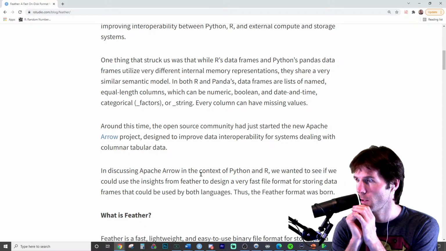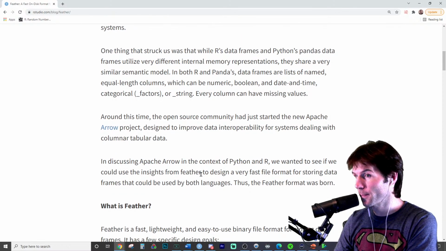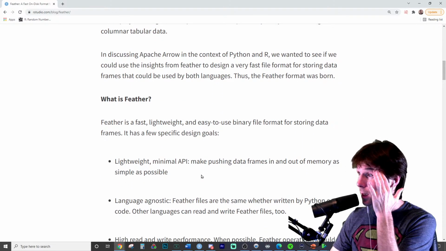I don't know about that. I probably should. Designed to improve data interoperability for systems dealing with columnar or tabular data. In discussion, Apache Arrow in the context.